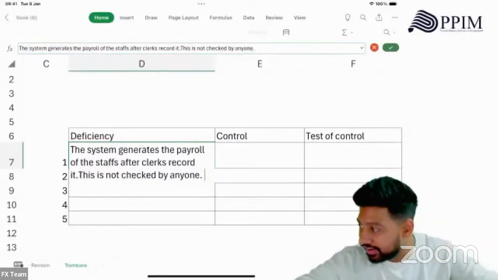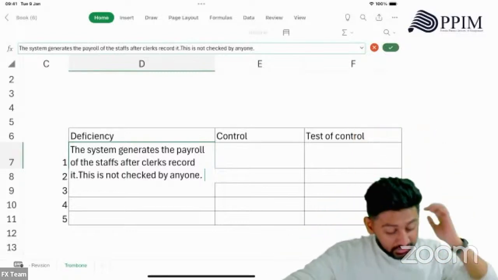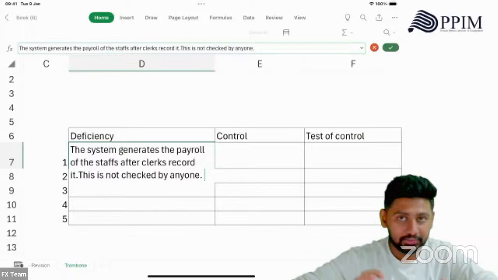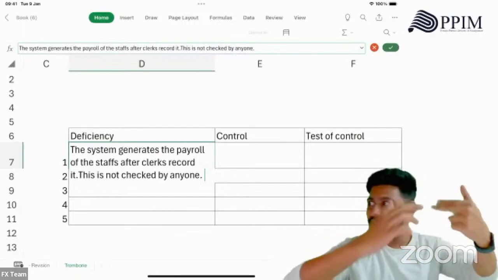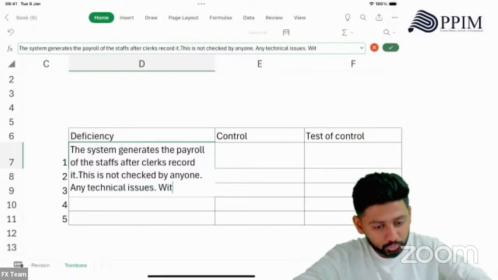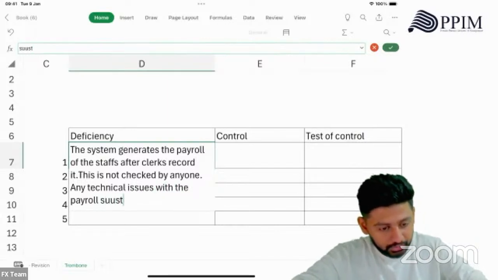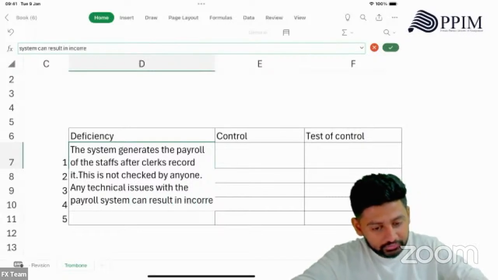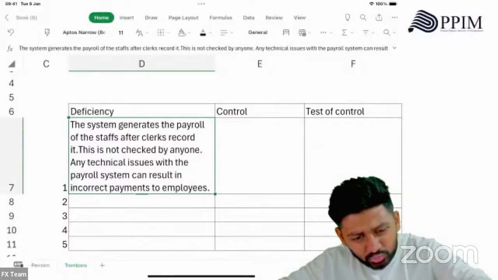System error cannot be identified, can be overpaid or underpaid for genuine employees. Okay, if there is a system crash, a system problem, any technical issues with the system may result in incorrect payments to the staffs. Correct, because you're not checking it. Any technical issues with the payroll system can result in incorrect payments to employees. Guys, now try to understand the problem.